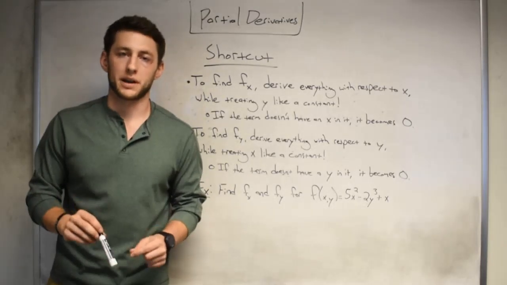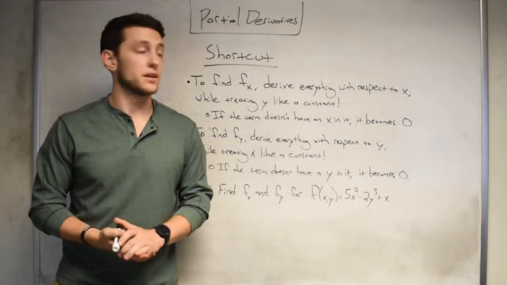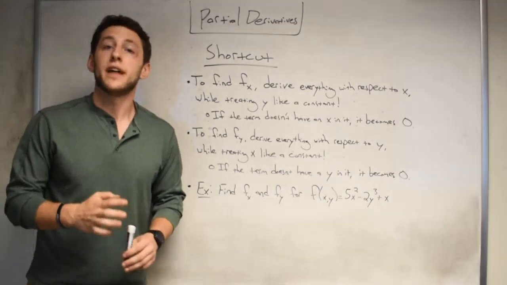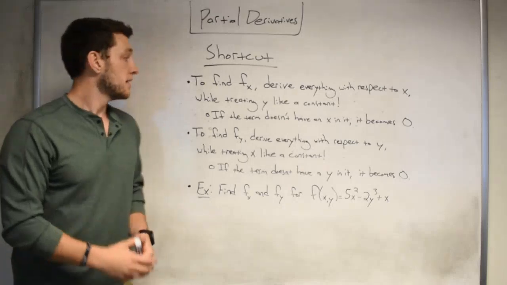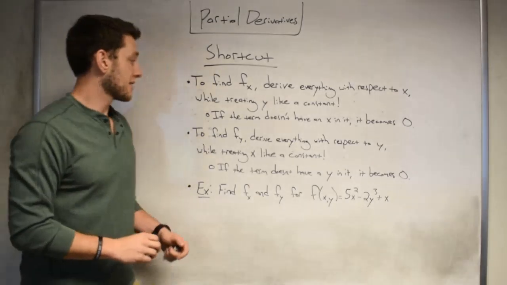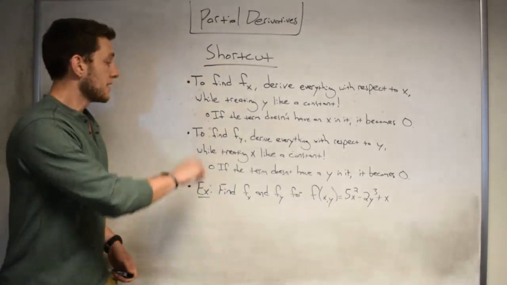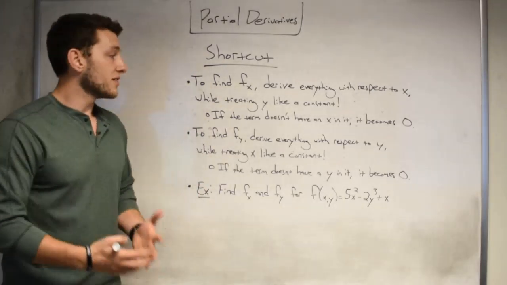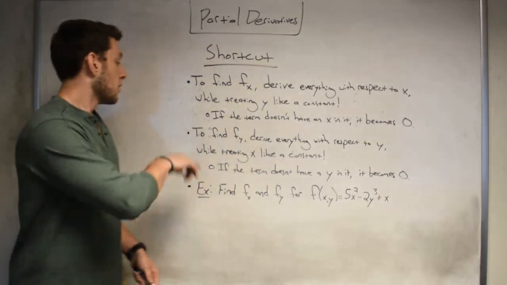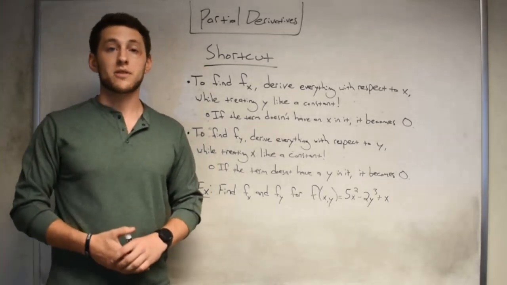Now here are going to be your shortcuts for finding f sub x and f sub y, and this is going to be what we'll focus on for the remainder of the chapter. To find f sub x, derive everything with respect to x. That means do your power rules to x alone while treating y like a constant. So, since we're treating y like a constant, if a term doesn't have an x in it, it becomes 0. Similarly, to find f sub y, derive everything with respect to y. That means doing power rules to only the y variable while treating x like a constant. If the term doesn't have a y in it, it becomes 0.